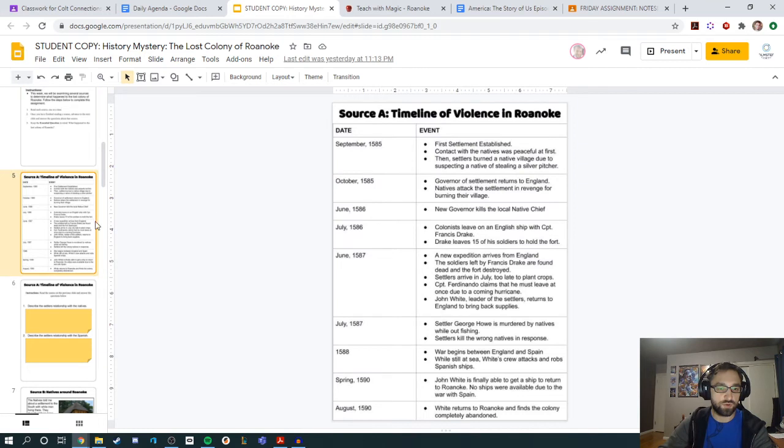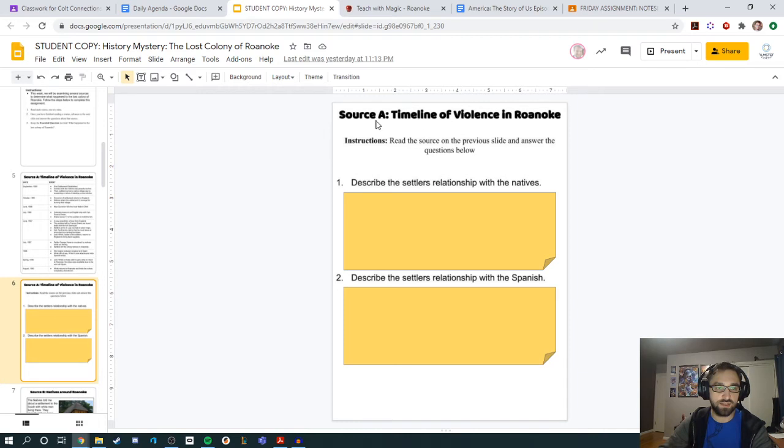Okay. So here's source A. This is a timeline of violence in Roanoke. You're going to read through it. And then you're going to go to the next slide, which is slide 6. And then it says source A, timeline of violence in Roanoke. Read the source on the previous slide and answer the questions below.